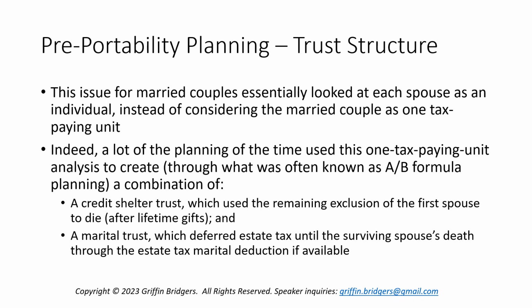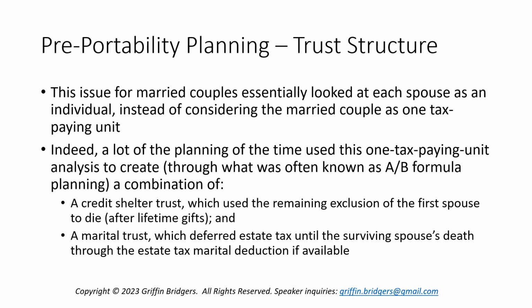And that remaining exclusion was usually what was left over after making lifetime gifts, because lifetime taxable gifts use the exclusion to offset gift tax before diving into what's left for estate tax. Now, on top of that, if there were more assets than unused exclusion, the balance would then pour over into a marital trust.